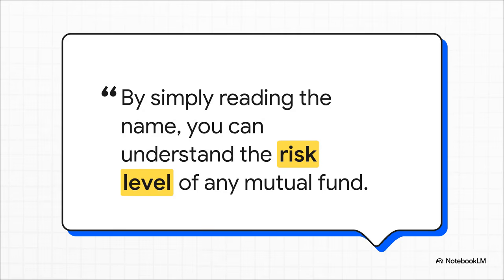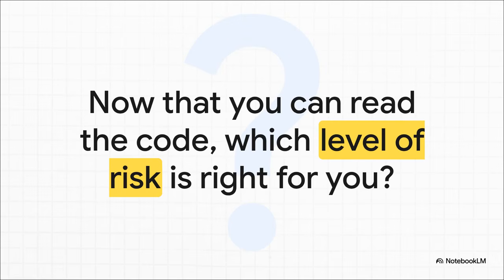It all comes down to this one simple but really powerful idea. By just reading the name, you can understand the fundamental risk level of any mutual fund in Israel. No more guesswork, no more feeling completely lost in a sea of options. This knowledge really puts the power back in your hands. It lets you instantly filter through thousands of choices and start to zero in on what might actually make sense for your goals. So the final question isn't about what the code means, it's about what you're going to do with it. Now that you can read the code, which level of risk is right for you?